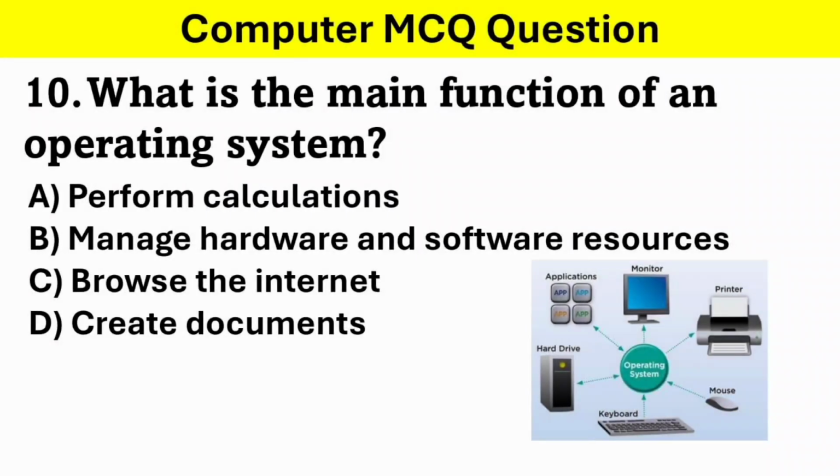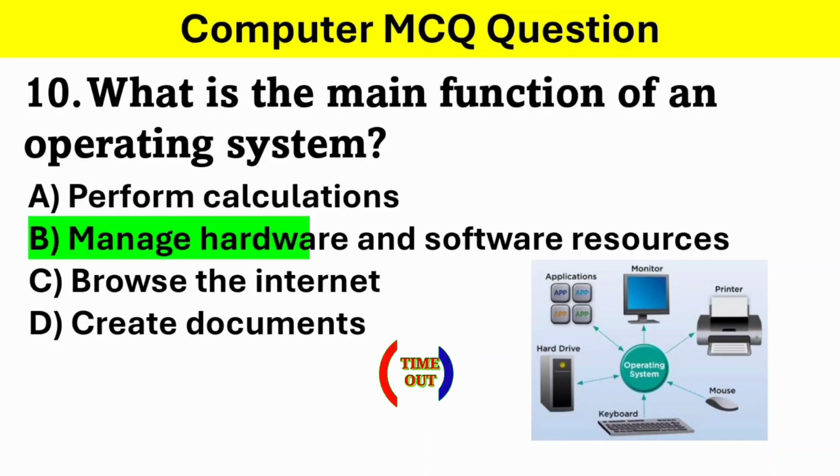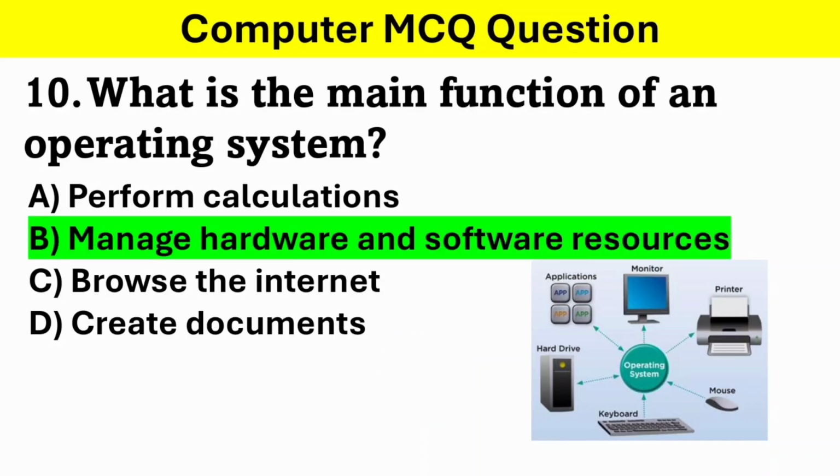What is the main function of an operating system? A. Perform calculations. B. Manage hardware and software resources. C. Browse the internet. D. Create documents. The correct answer is manage hardware and software resources.